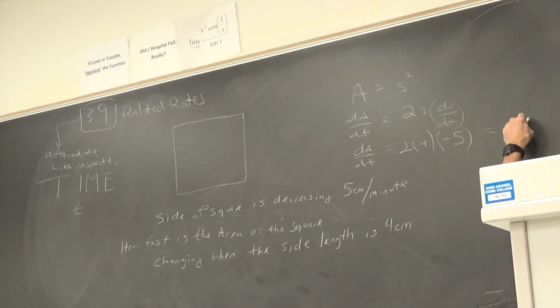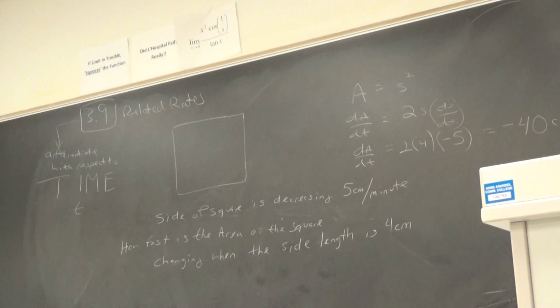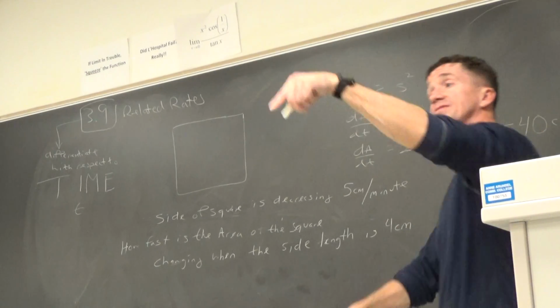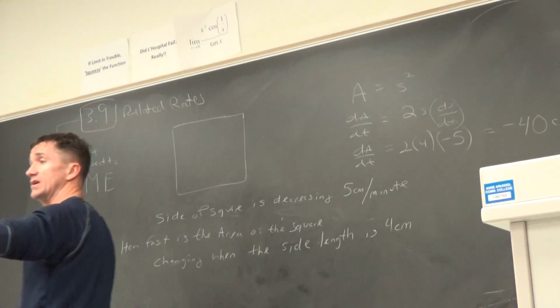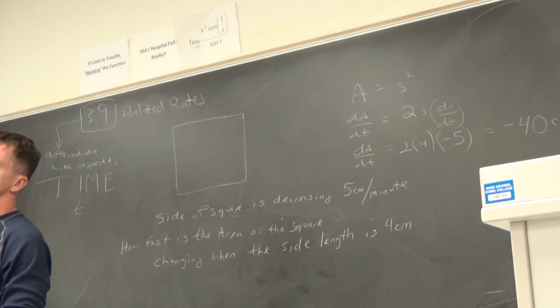5 times 2 is 10. Times 4, 40. Centimeters or centimeters squared? Centimeters squared per minute. Per month or minute? Per minute. But it's negative. What's that indicating? It's indicating that the area of the square is what? Shrinking at that moment. Remember, this is still an instantaneous rate of change. Okay with that?